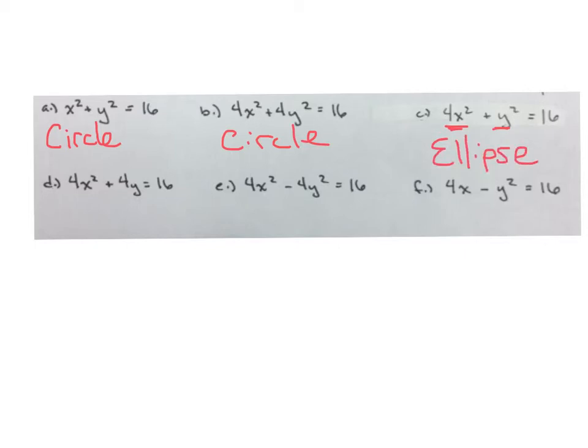In part D, we only have one term being squared. The only conic that has only one term being squared is the parabola.